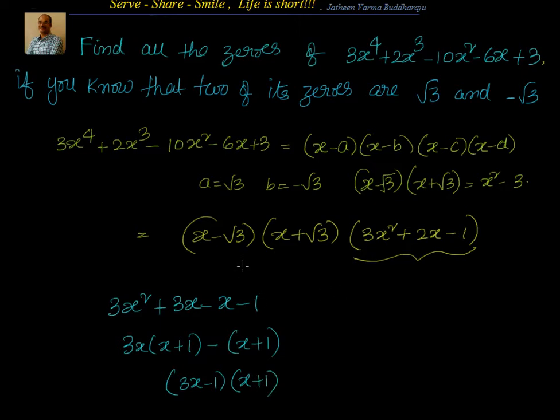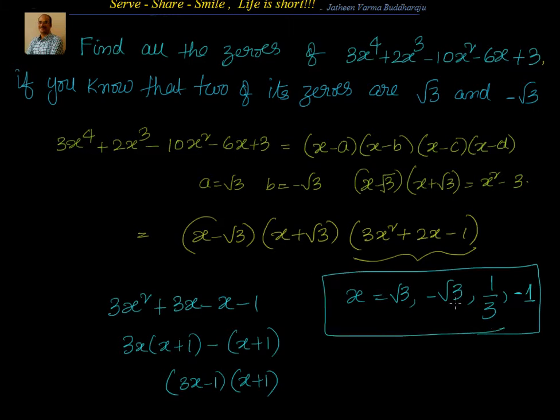So the zeros of this polynomial are x equal to root 3, minus root 3. 3x minus 1 equal to 0 gives you x equal to 1 by 3, and x plus 1 is nothing but x equal to minus 1. So the zeros are root 3, minus root 3, 1 by 3 and minus 1.